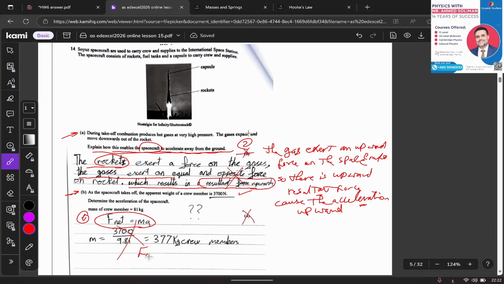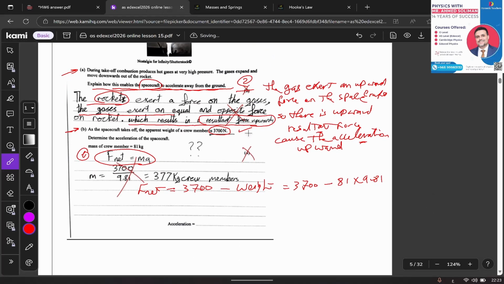And what is F net? What is F net equal? Mass times acceleration. It will equal 3,700 minus weight. Yes, so it will be 3,700 minus 81 multiplied by 9.81. Now if we want to find the acceleration, it will be 3,700 minus 81 multiplied by 9.81, over 81.